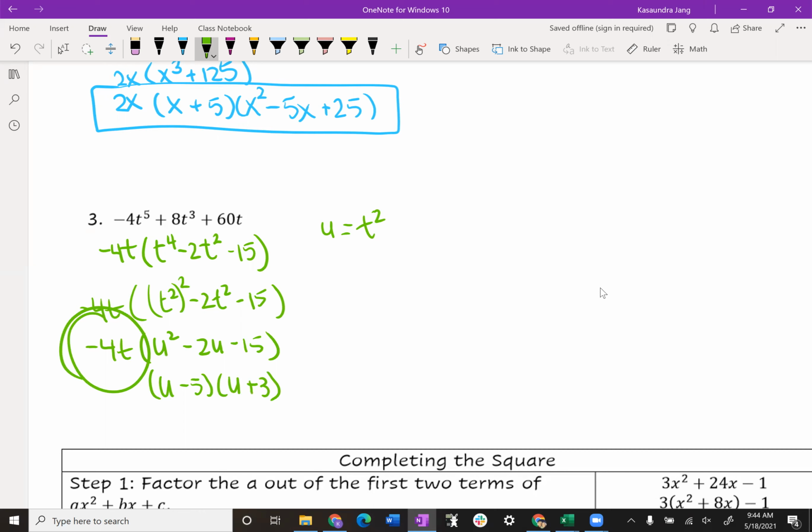And don't forget the negative 4t out front here. Again, my u was a t squared. So both of these u's are going to be replaced with a t squared. So I'm now at negative 4t times a t squared minus 5 and a t squared plus 3. Now I could break it down any further if this was the difference of squares, like if 5 was a perfect square, but it's not. So this actually is as good as it's going to get right here.